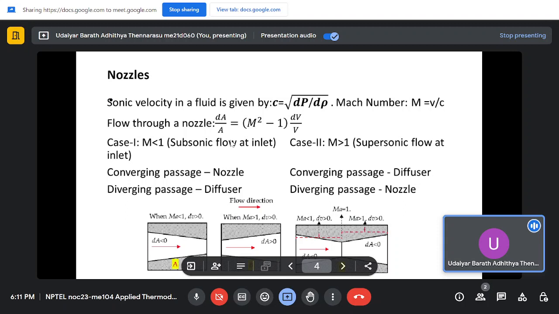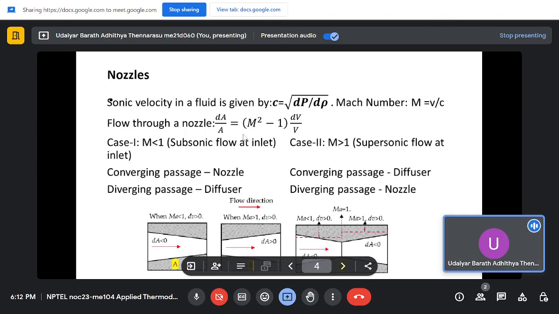So when a fluid passes through a nozzle, you get a relation between the Mach number, velocity and the area. That is given by dA by A equals (M square minus 1) into dV by V. So this is the relation you obtain. And we have considered three cases here: one, a converging nozzle; second, a diverging nozzle; third, a converging and diverging nozzle. So we have three cases here.